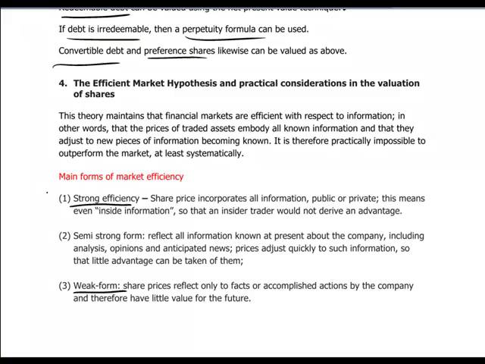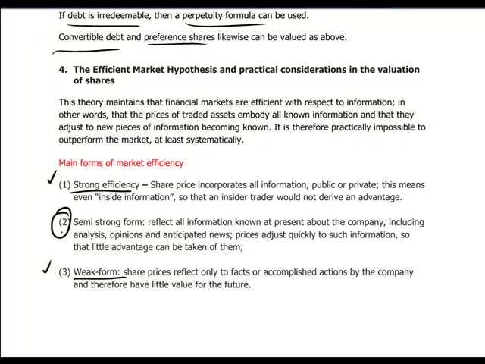Neither the very strong efficiency or the weak form arguments or approaches to market efficiency really are borne out in the practical reality, and therefore I think most observers of the markets would tend to say that the markets are generally behaving in a way which is consistent with the semi-strong form of market efficiency.